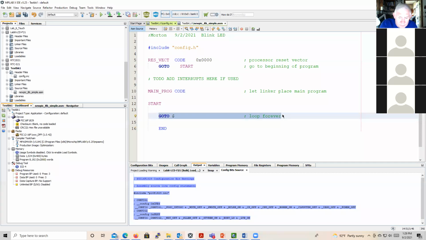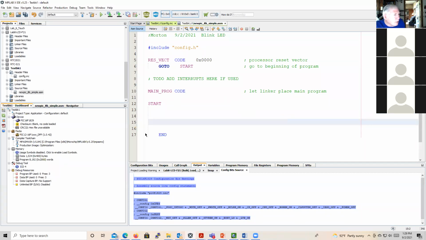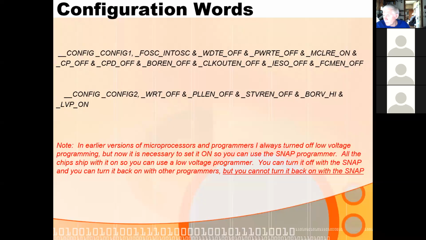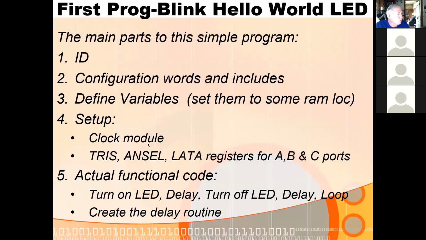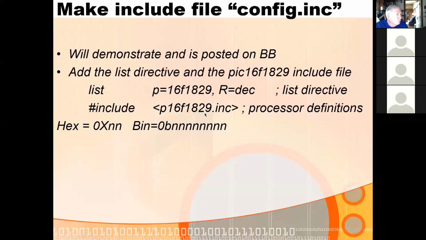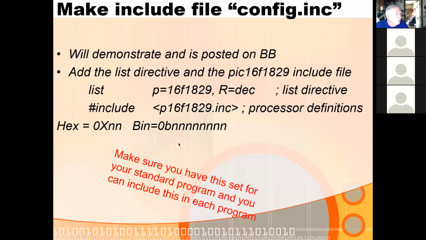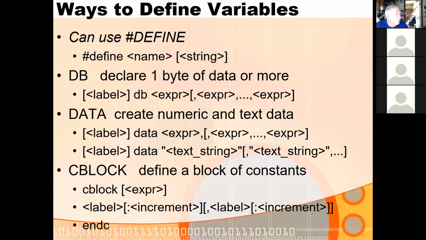All right, so now we're ready to do our setup stuff. If we remember the setup stuff, what we're going to do is set up our clock module and our TRIS and our AND cell and our latch and our port stuff. So let's do that. So there's the configuration.